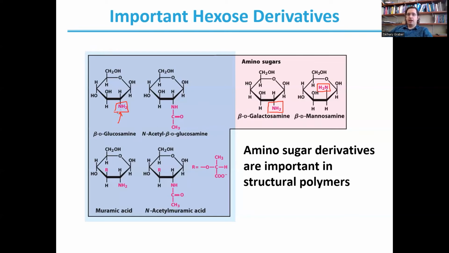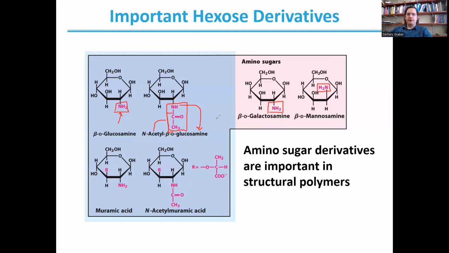In addition to adding just our NH2 amine group, we can also add amide groups. So here we have N-acetyl beta-D-glucosamine. So we have our amine there from our nitrogen, but then we've linked an acetyl group, which is our two carbons here with that carbonyl, to create an amide.